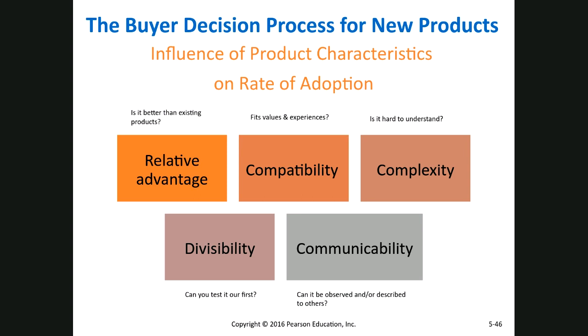And then communicability, the degree to which the results of using the innovation can be observed and can be described to others, right? So the easier it is to understand and describe, and if we can try it out first and it fits in our lifestyle without having to make a lot of changes, and it's much better, we'll speed up the adoption process, right?